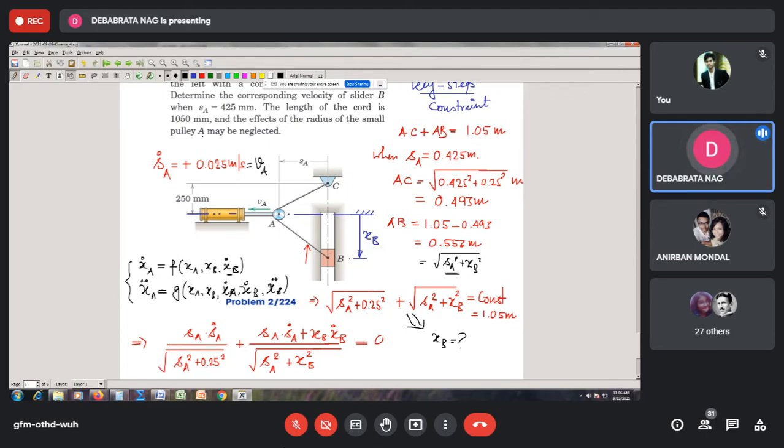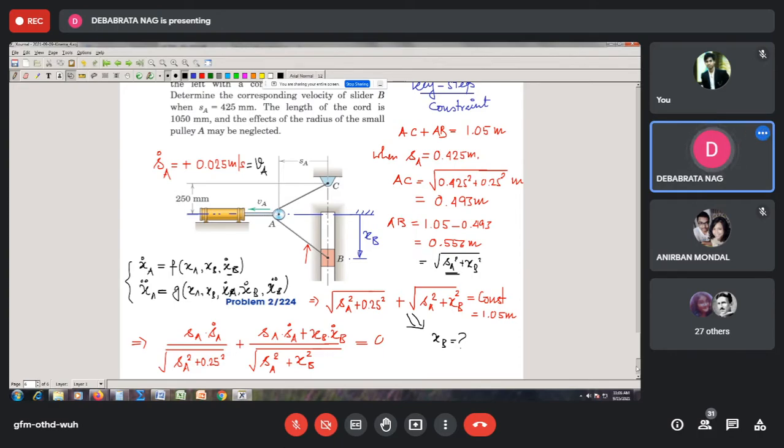It is being given that this end is moving with a constant velocity. What it means is that the acceleration of A is going to be equal to 0 because this is constant. So it does not have any acceleration. So the acceleration of block A will therefore be 0.